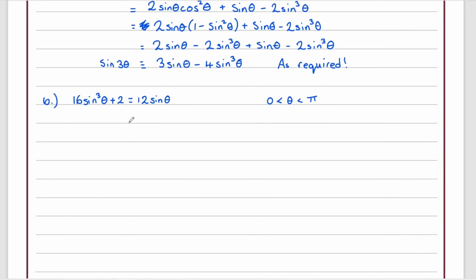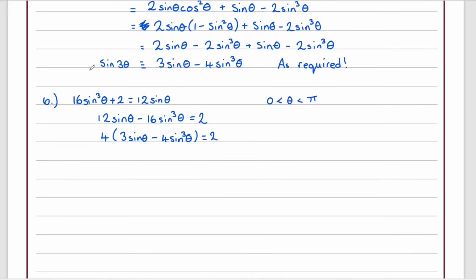what I obtain. So if we do that, we get 12 sine theta minus the 16 sine cubed theta there, like so. And this is equal to 2. So what I've actually got here is 4 lots, because I can factor 4 out here. So 4 lots of 3 sine theta minus 4 sine cubed theta. And notice this here is exactly what we've got in part A.